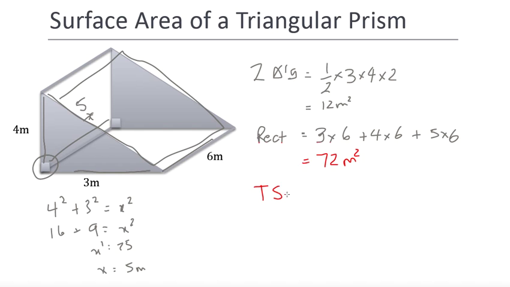So the total surface area equals this 12 plus that 72. That's the sum of all the sides. So 12 plus 72 is 84 meters squared. And you've got your surface area for a triangular prism. This is a little harder because we had to find the hypotenuse. Sometimes you're given the hypotenuse, in which case it's pretty easy. Good luck.